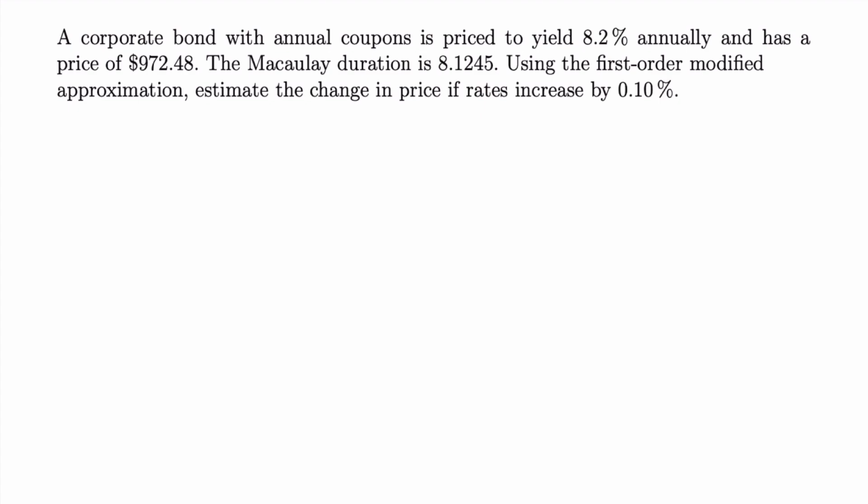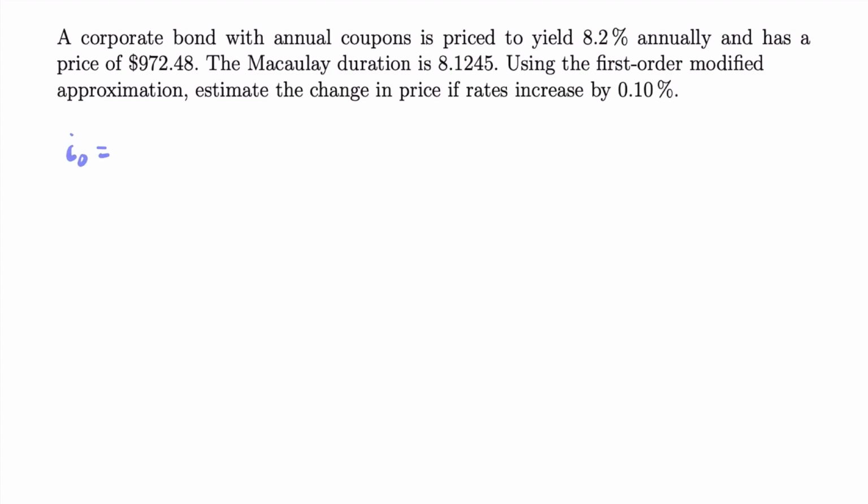You'll see what I mean as we work through this example. But before we do anything with the formula, before we get into calculating anything, we need to first identify the different values that we've been given. And the first thing that we've been given here is that the corporate bond is priced to yield 8.2% annually. So that is our current interest rate. So let's write that down.